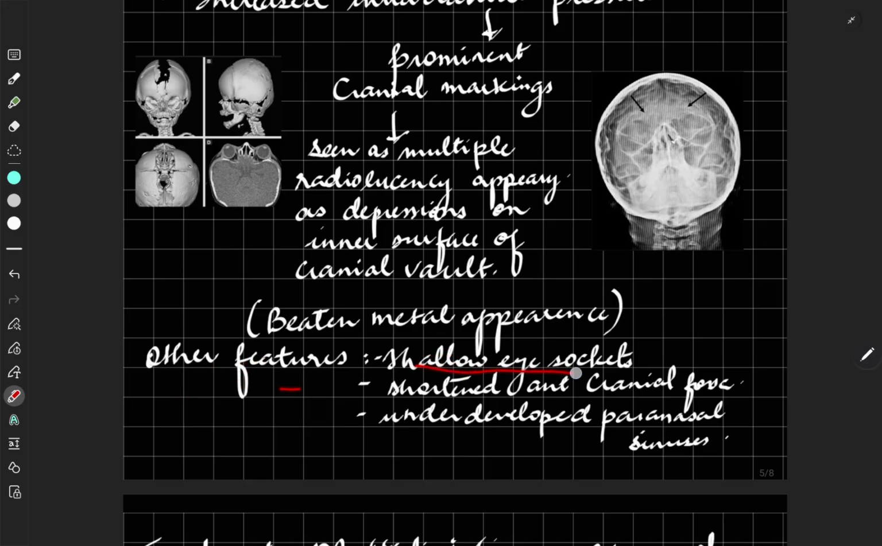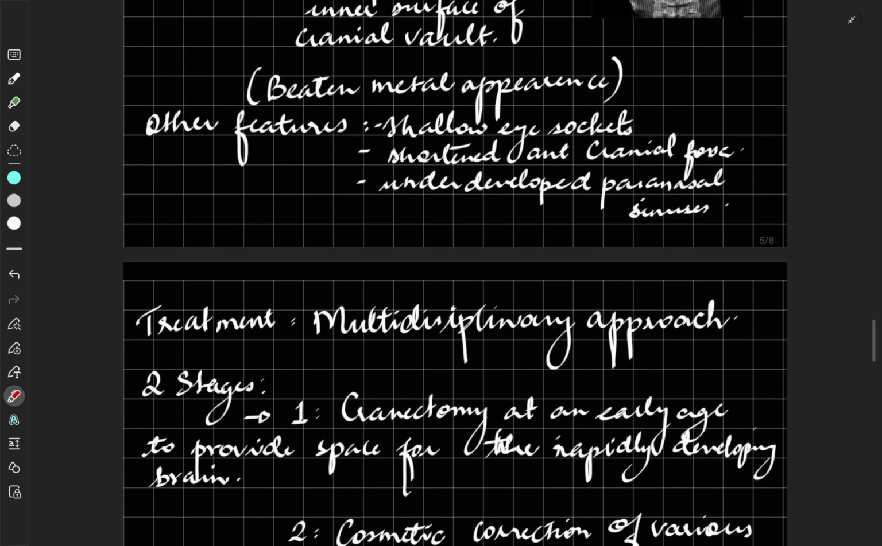Other features are shallow eye sockets, a shortened anterior cranial fossa, and underdeveloped paranasal sinuses. I told you the eye sockets are shallow and the eyes protrude out. The anterior cranial fossa is shortened because there is midface hypoplasia, and the paranasal sinuses are underdeveloped for the same reason.